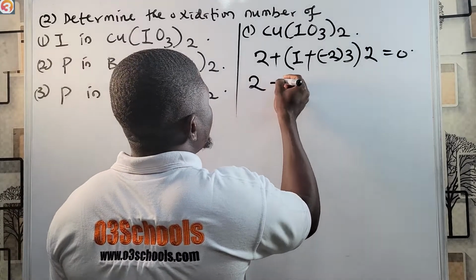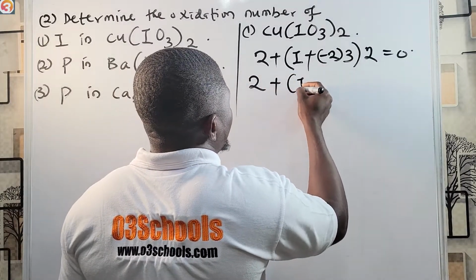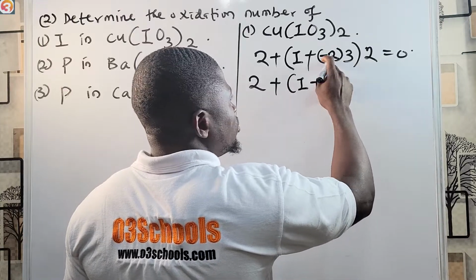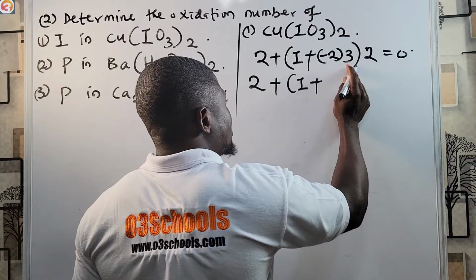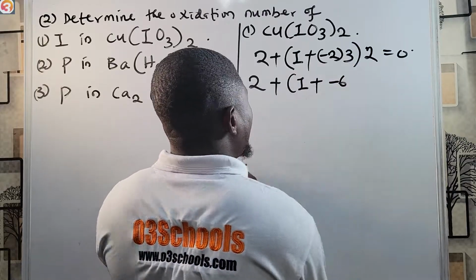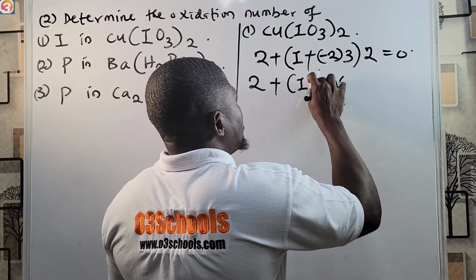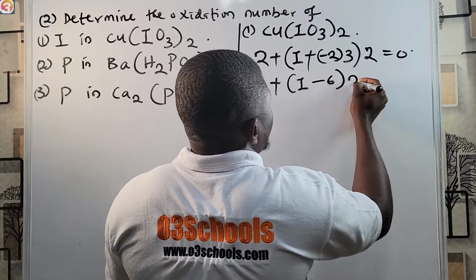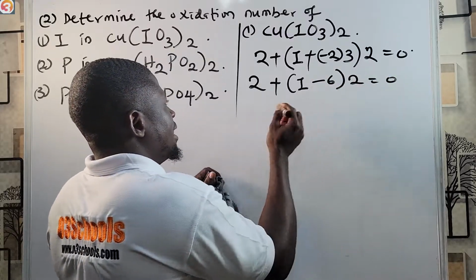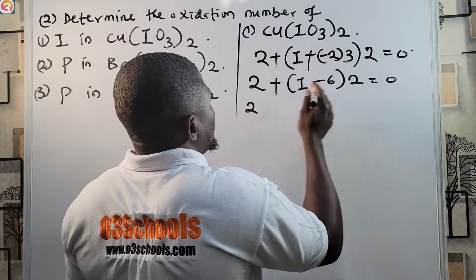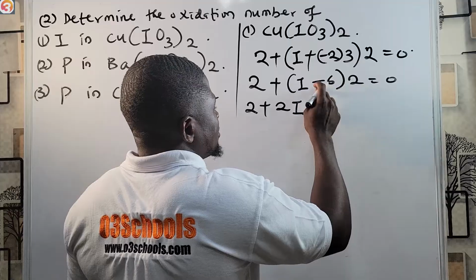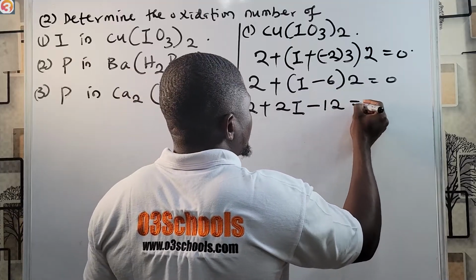So I'm going to have 2 plus, let's open this bracket, plus I, then plus -2 times 3, which is -6. So let us just leave this part, because plus times minus is minus. Let's just say I - 6, then 2 is equal to 0. So we need to open this bracket. So I'm going to have 2 plus 2 times I is 2I. 2 times -6 is -12, equal to 0.